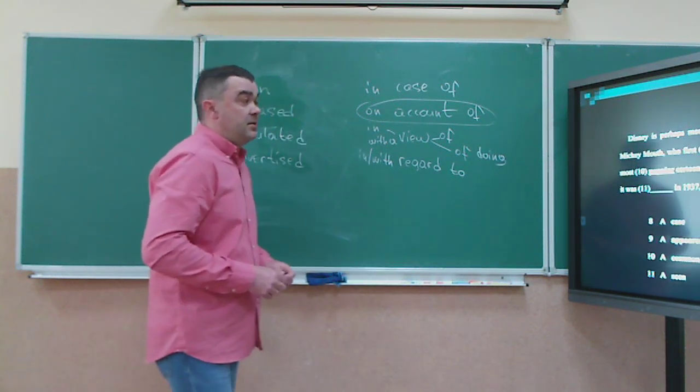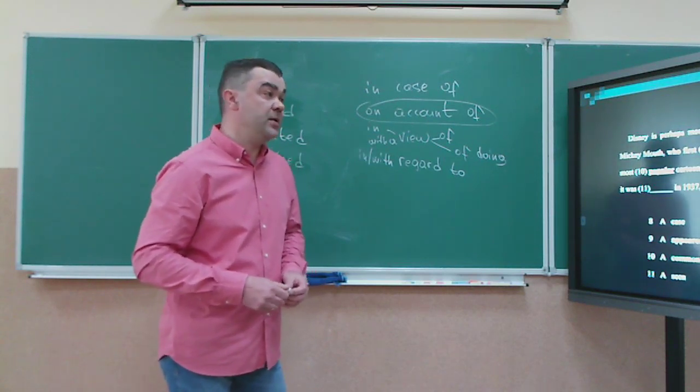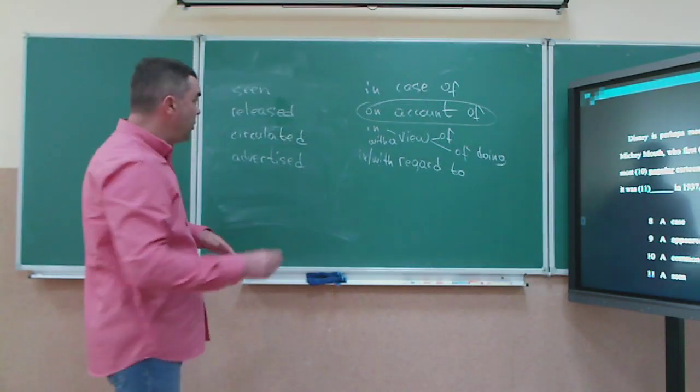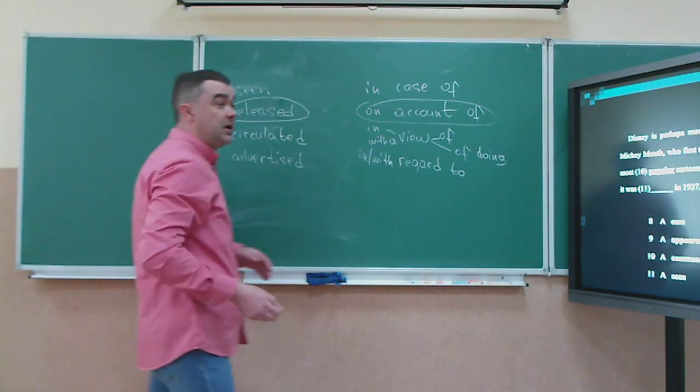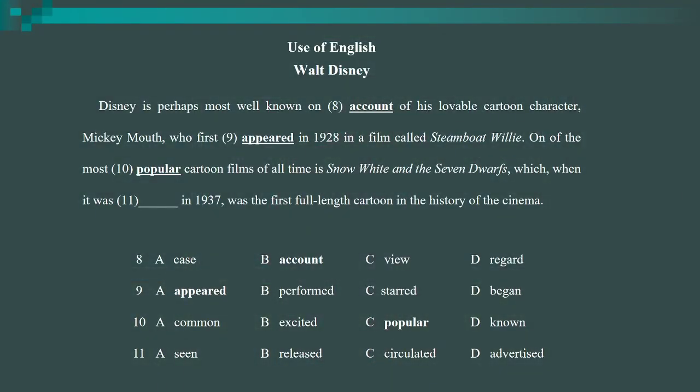Again, move to the text. So this famous cartoon, Snow White and the Seven Dwarfs, which when it was seen, I'm not sure. Circulated means just go around. No. Advertised, maybe not. So the best option here, which was released, so means that first appeared on the screen, was the first full-length cartoon in the history of the cinema.